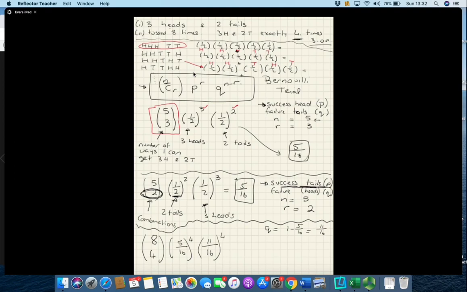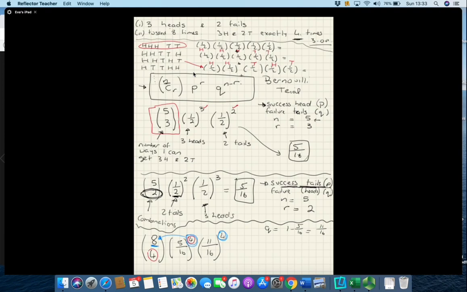So small things you should notice. This number here, this R, will always match here. The other thing you should notice is that this number and this number must equal this number, because that is the number of times that you are doing the event. This is your successes, this is your failures. So if you're going to do an event 8 times, then the number of successes plus the number of failures must actually equal the number of times you do the event.